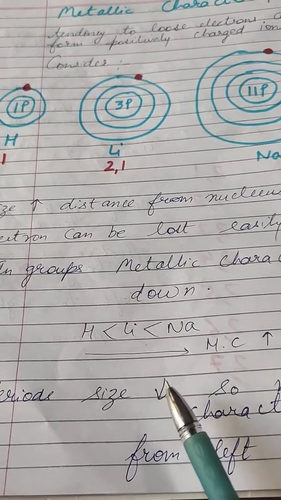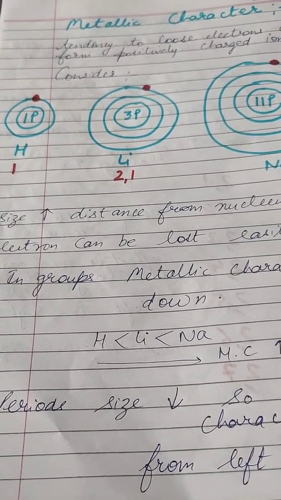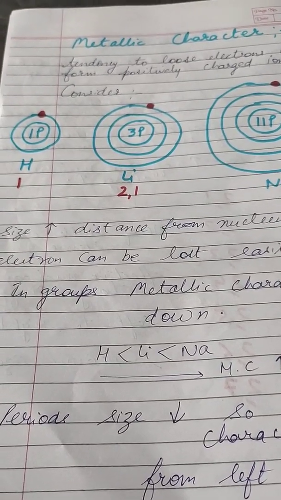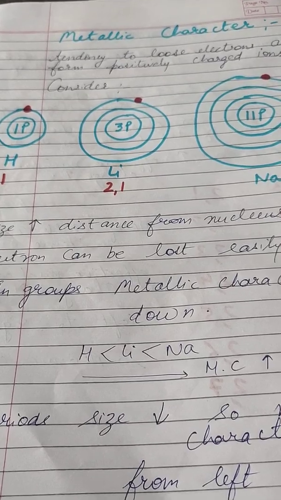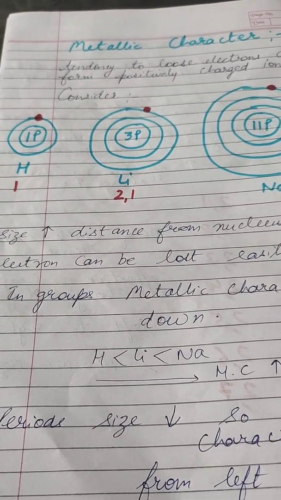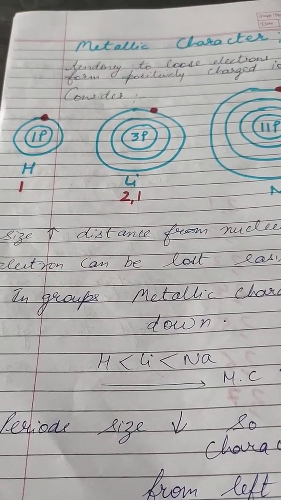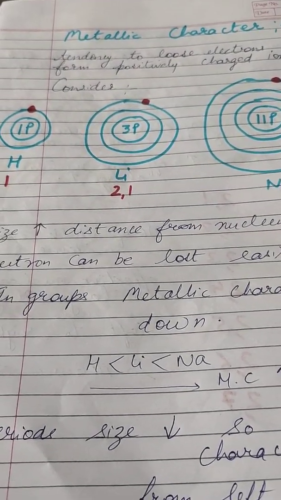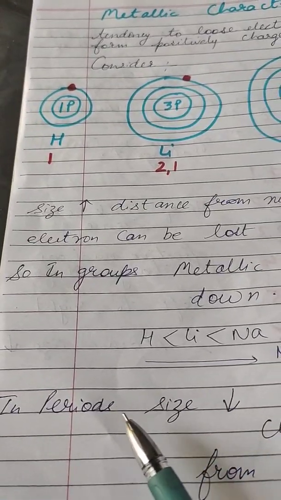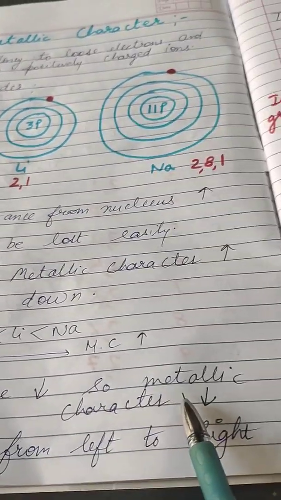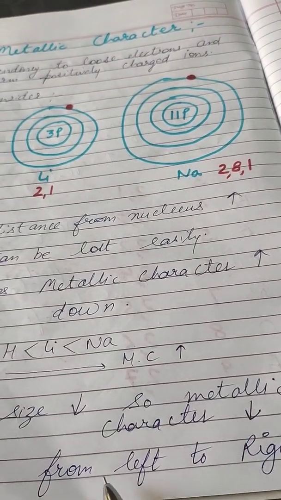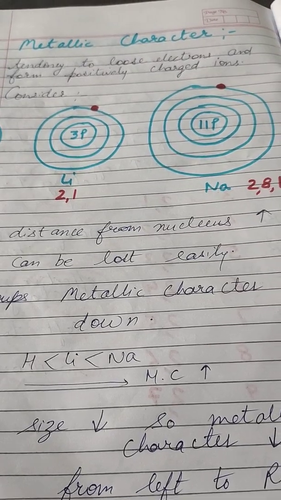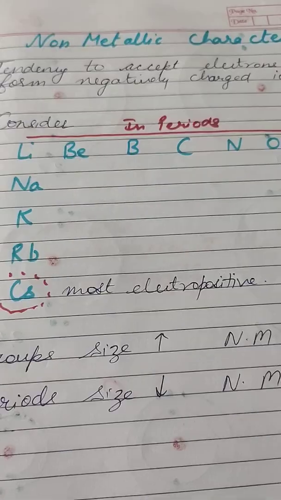Now what about in periods? In periods, size decreases, correct? As we move from left to right, size decreases. Size decrease hoga, so what will happen? Nuclear charge will increase. So rather than losing electron, atom will feel difficulty in losing the electron because of the effective nuclear charge. So in periods, size decreases, so metallic character also decreases as we move from left to right. So this is all about the metallic character.